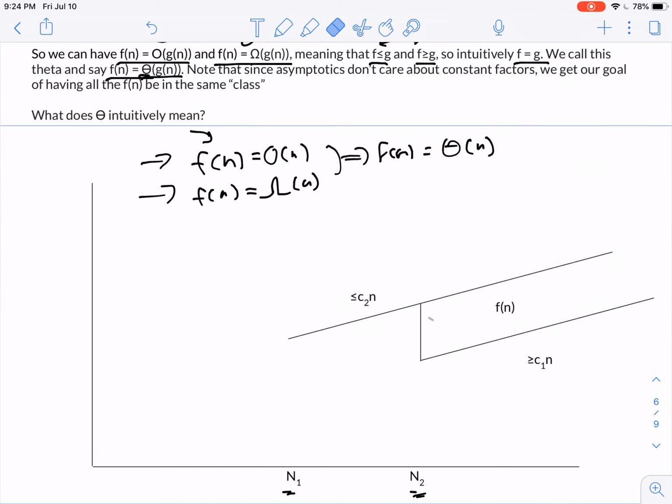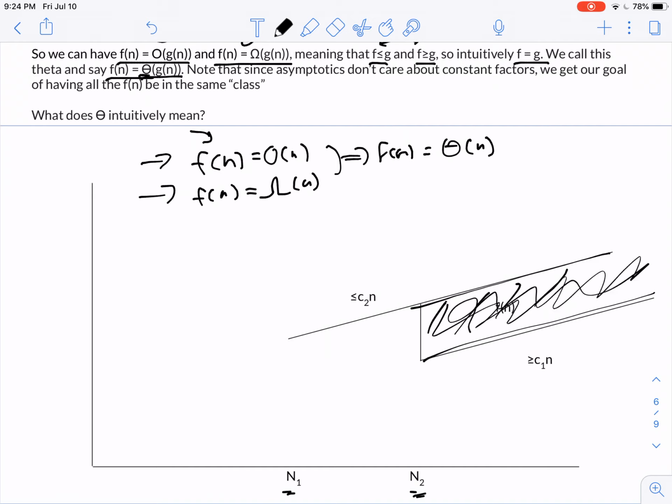That means we know f of n has to be less than this line and greater than this line, so it's somewhere in here. It's constrained to be within two linear functions, because it's between c1n and c2n. And that really captures our intuition of theta: if f of n is theta of n, it means it's linear. What that means is we can sandwich it between two linear functions going out to infinity. And that's good enough for us to call linear.